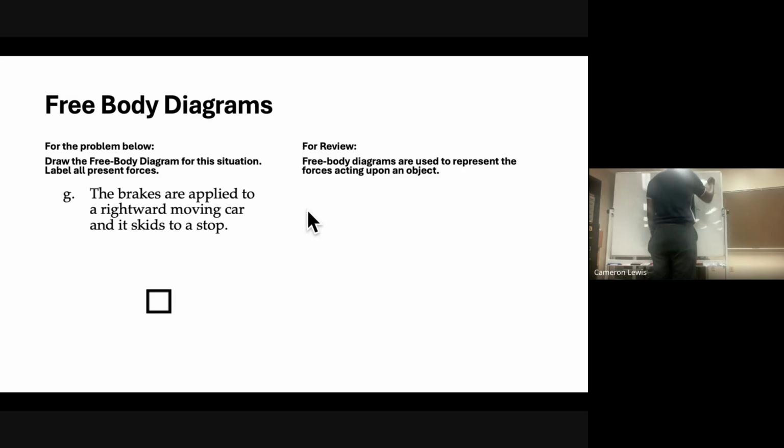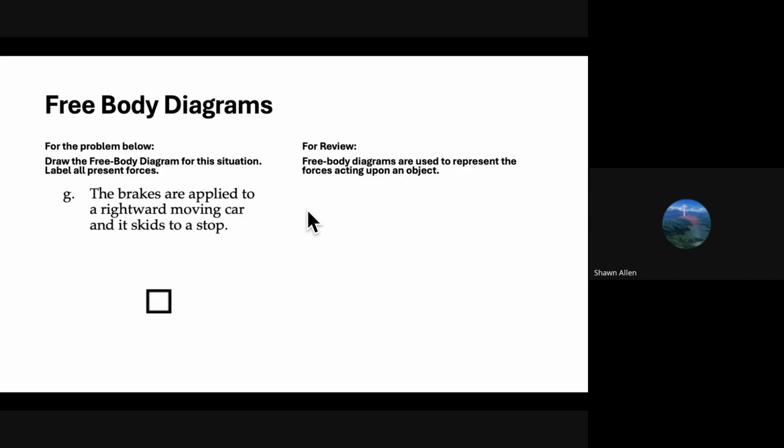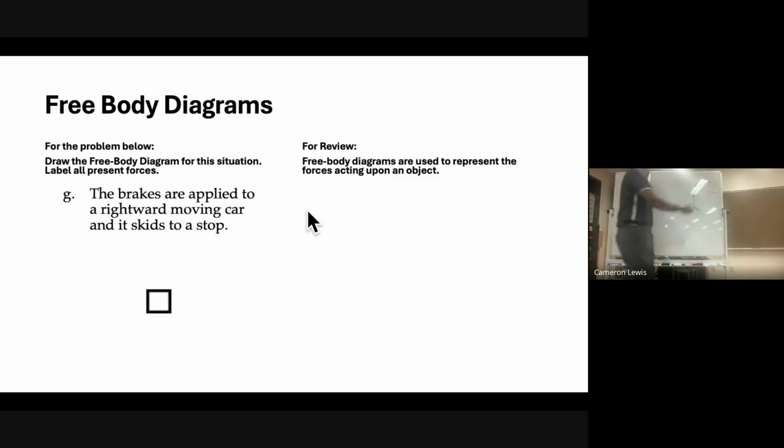And if these forces are balanced, then the sum of my forces is equal to 0. This is Newton's first law. Once again, first law.